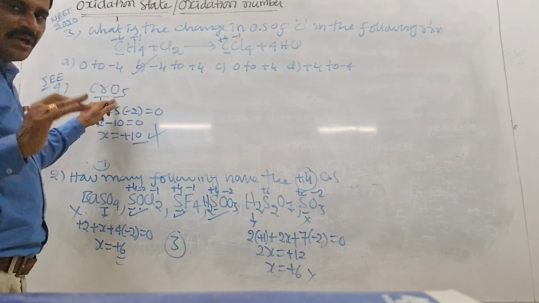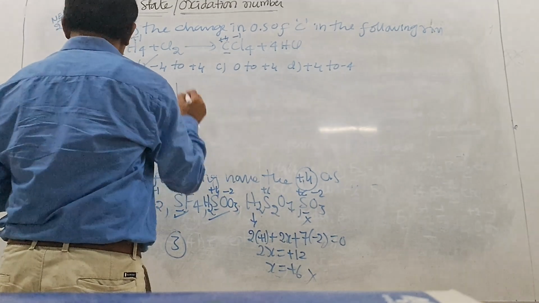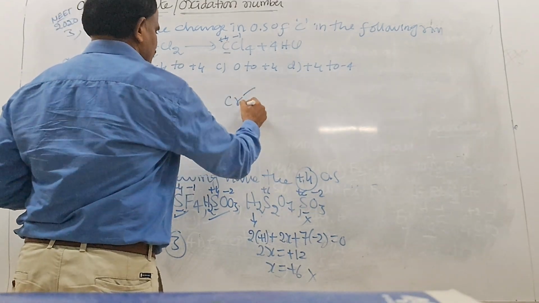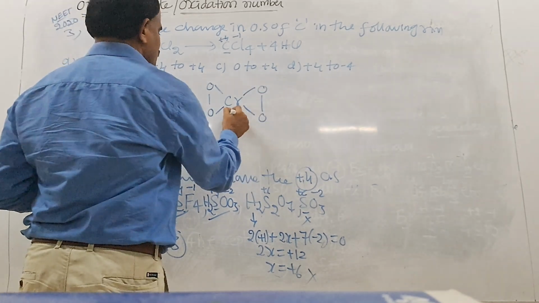In chromium pentoxide, a total of 5 oxygens are there. Out of 5 oxygens, only one is normal. The remaining 4 are peroxyl oxygens. I am drawing this one. This is the structure of chromium pentoxide, like a butterfly structure.